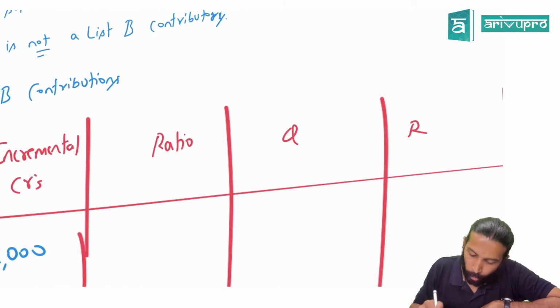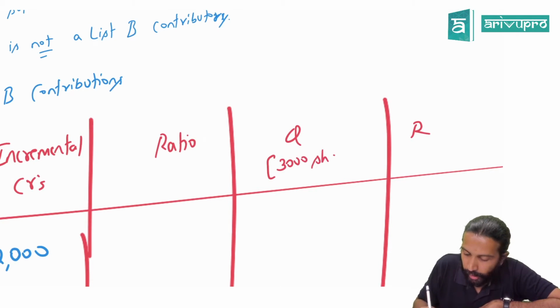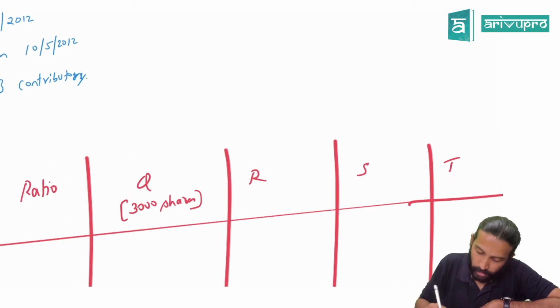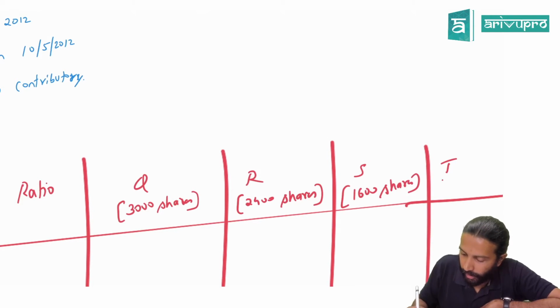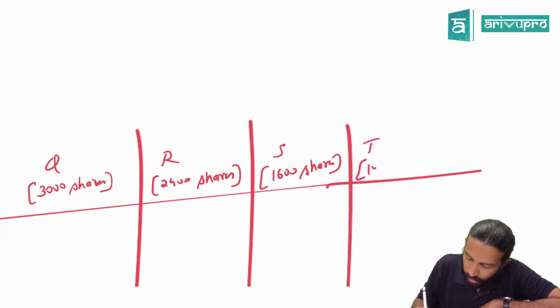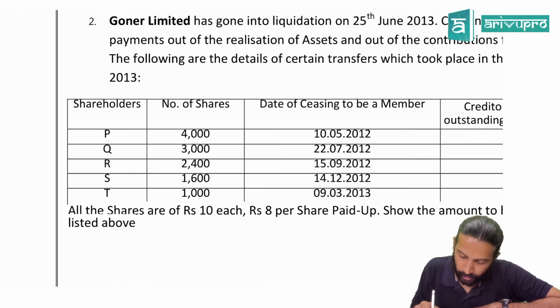Sir, how many shares is Q holding? Q is holding 3,000 shares. Okay. R is holding how many shares? 2,400 shares. Okay. S, 1,600 shares. And T is holding how many shares? 1,000 shares. Alright.